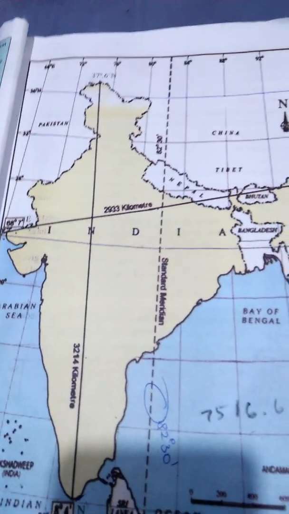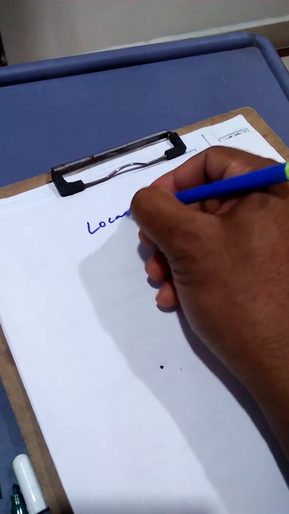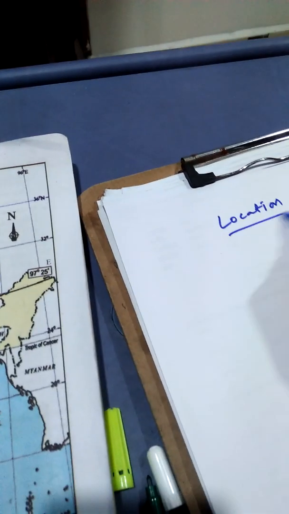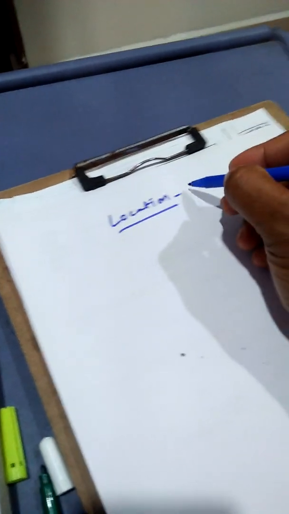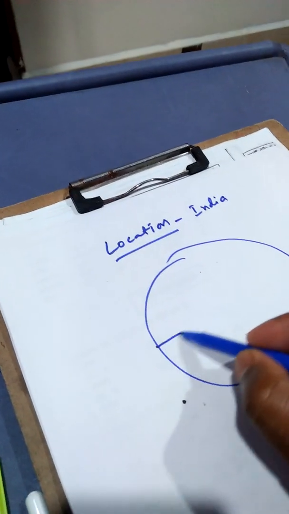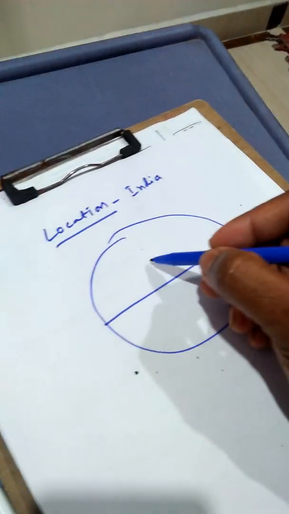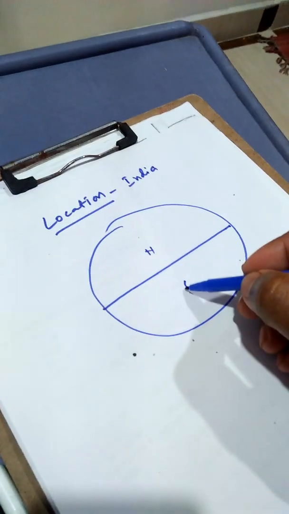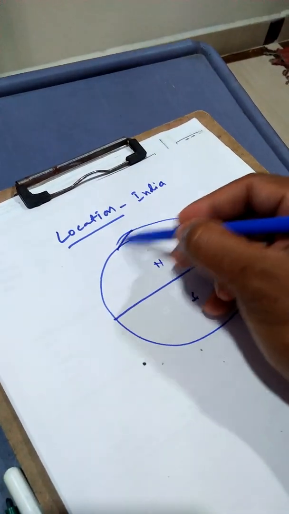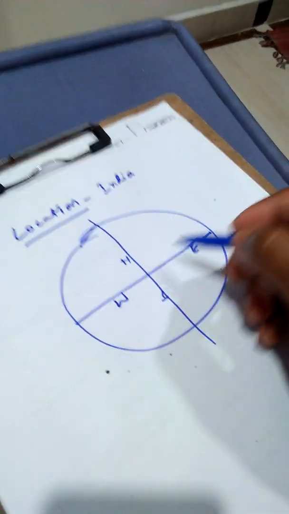Hi friends, today we are going to discuss the location of India, especially the location by latitudes and longitudes. So first of all, take the earth. This is the equator, which divides the earth into two halves: the northern hemisphere and the southern hemisphere. And one longitude also divides the earth into two halves, the eastern hemisphere and the western hemisphere.